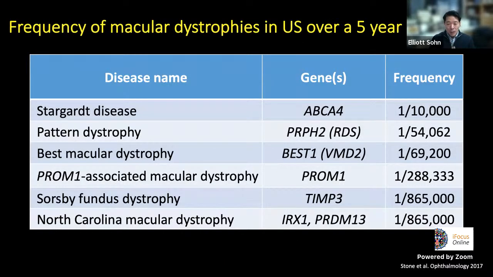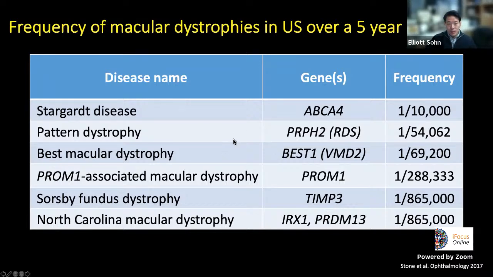So my colleague, Ed Stone, looked at 1,000 patients that came in consecutively to our inherited retinal disease clinics over a 5-year period and came up with these estimated frequencies. These aren't surprising numbers. We know that Stargardt disease is by far the most common macular dystrophy. It's the most common inherited retinal disease of all of them. The frequency is 1 in 10,000, which means that 1 in 100 people carry the mutation, but don't have the disease, of course, because it's recessive.